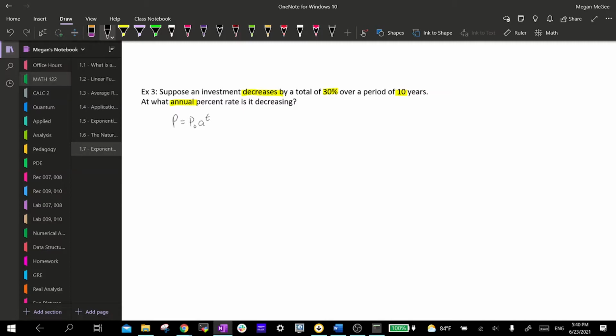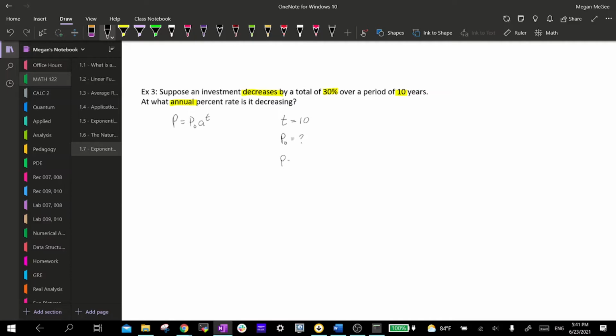Okay, let's see what we are given. So we're given T is equal to 10 years. And we know that it's a total of 30%, but that's not our rate. And we are asked to find our rate. Okay, so we're not given the rate. So that means we can't find A. We're not given an initial investment.